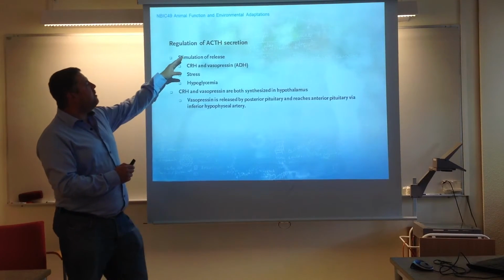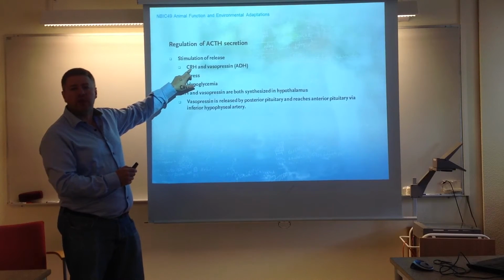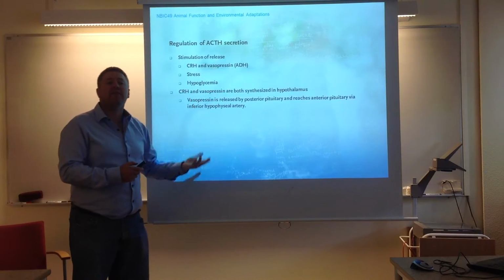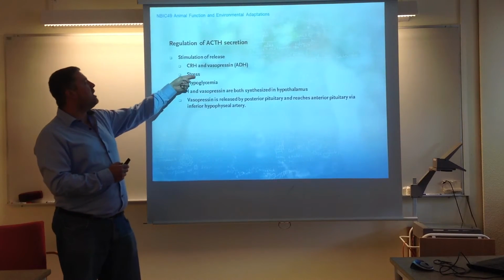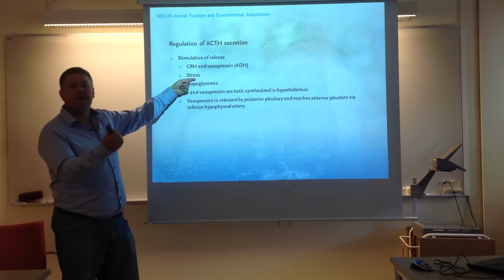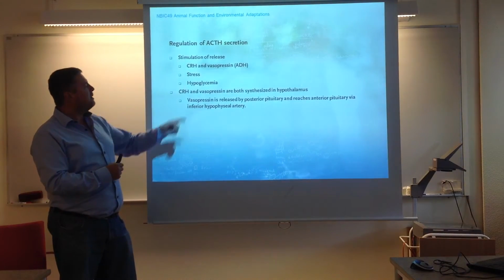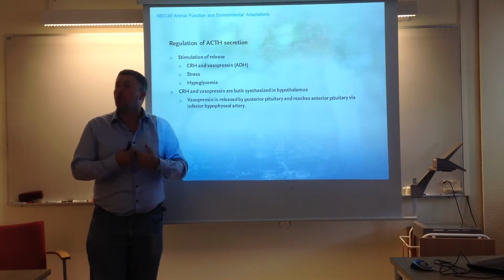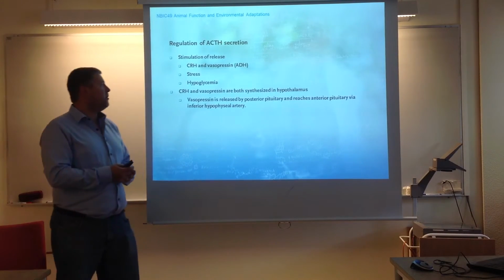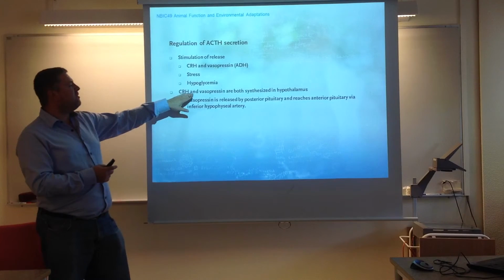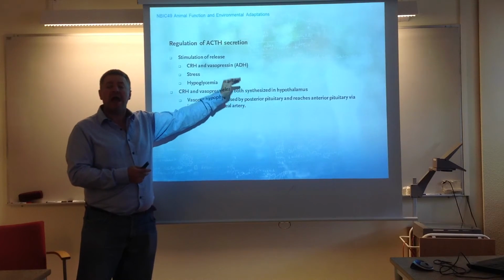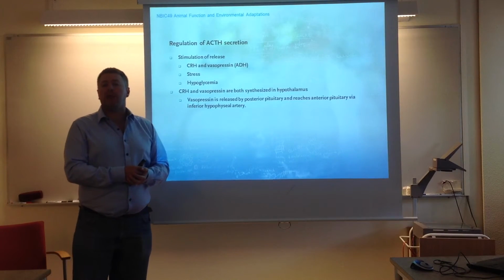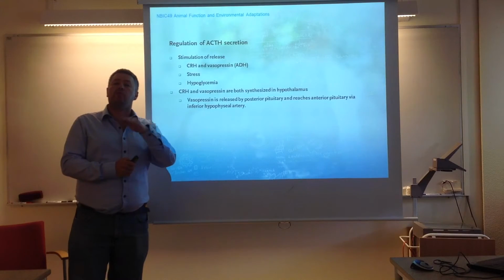Well, ACTH is stimulated by CRH, corticotropin-releasing hormone from the hypothalamus, but also by vasopressin. Vasopressin is also called antidiuretic hormone, ADH. Stress is the most important effector for the release of ACTH, but also hypoglycemia. Hypoglycemia, meaning low sugar in the blood, will also target the release of ACTH. Both CRH and vasopressin are synthesized in the hypothalamus and from there released into the portal circulation, and they reach the hypophysis this way.